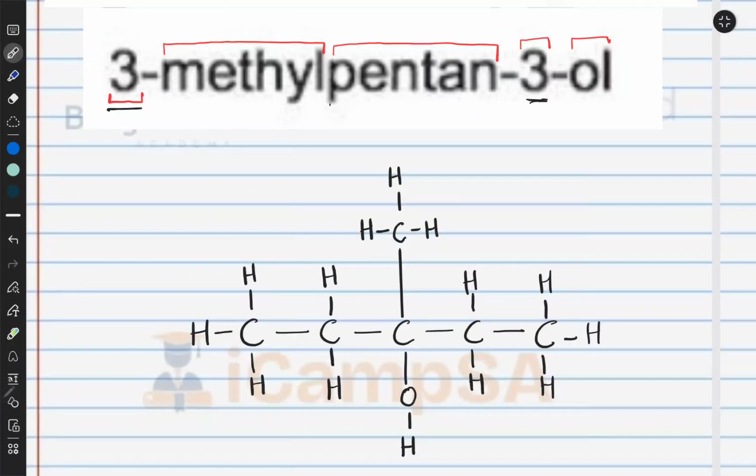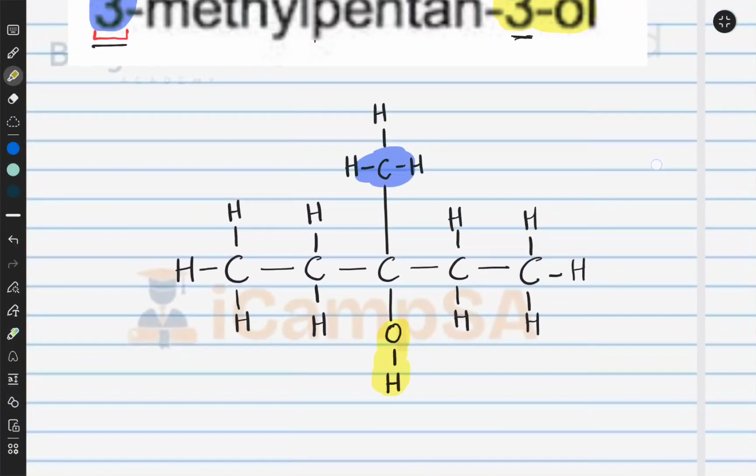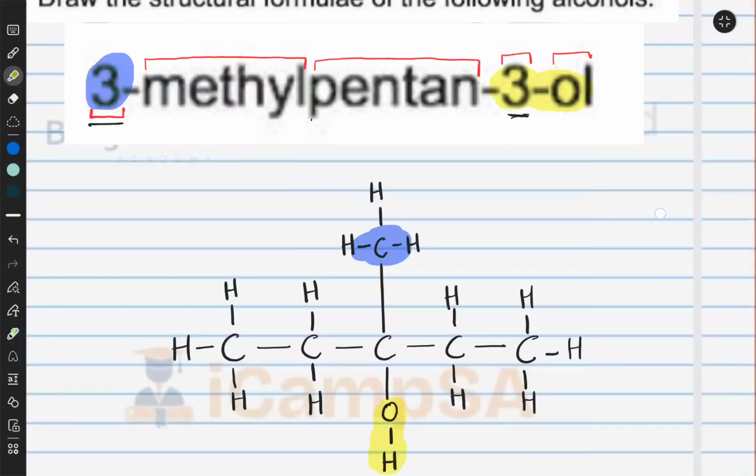So if we check, we have number 3 for our methyl group. That's our methyl group there. We have the hydroxyl group at number 3 as well. It's on carbon atom number 3. So this is how you would sketch something like this.